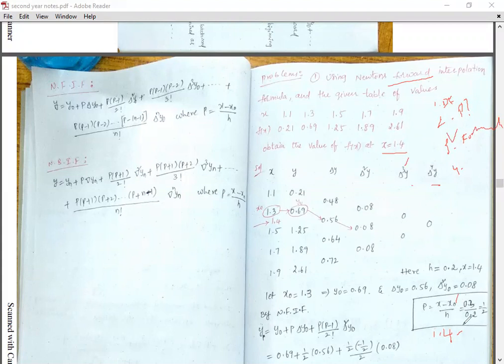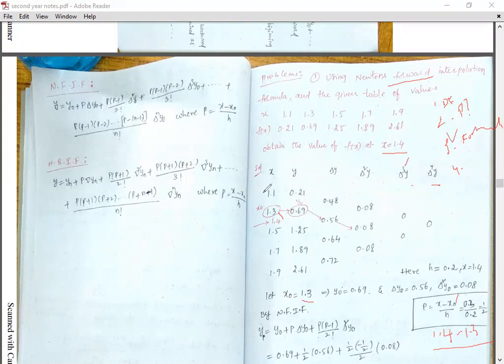In this problem, I am choosing x naught as 1.3 since this is near to 1.4. h is the difference between every two successive x values.